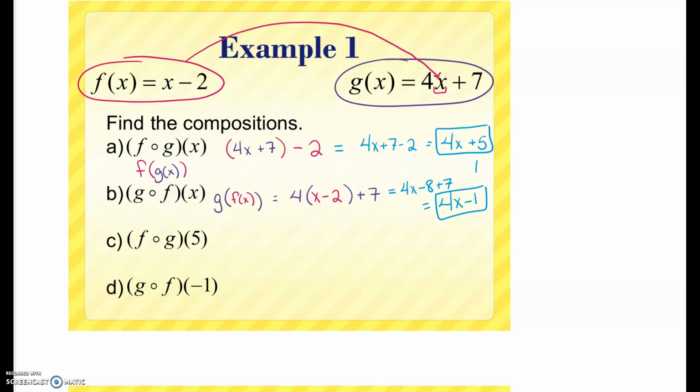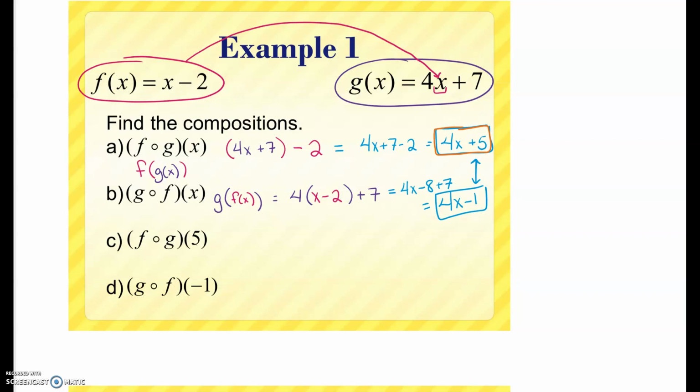Now notice, these two things are not the same. If you do f of g of x and then do g of f of x, you are not going to get the same thing. The order definitely matters. Now there's two ways that you can do part C and part D. One way is to say f of g of 5. Well, I know that f of g of x is 4x plus 5, so I can just plug 5 into that.